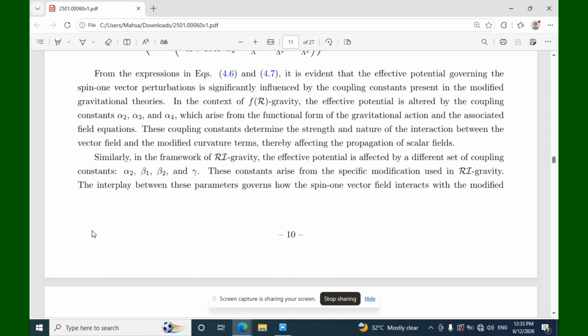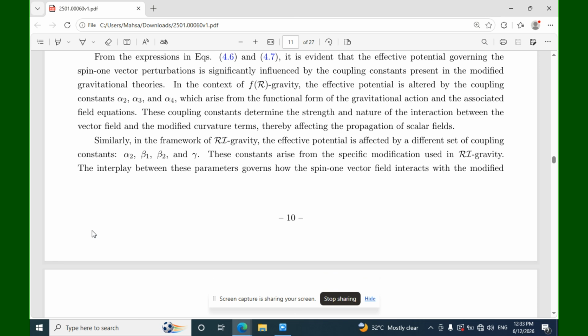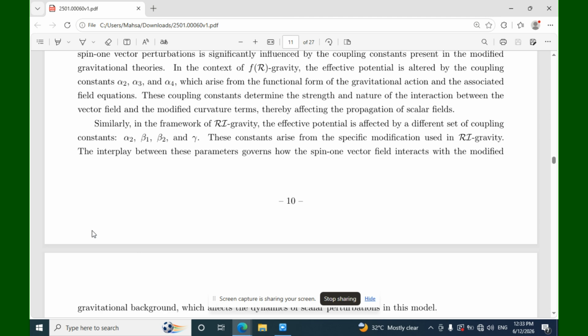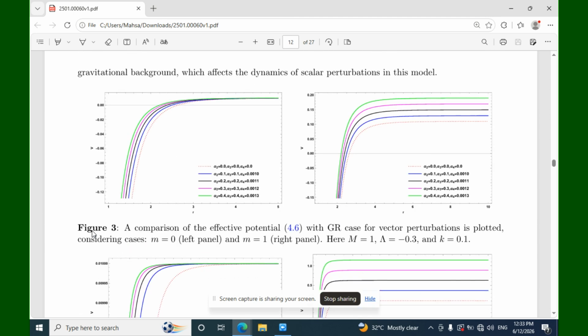Similarly, in the framework of Ricci inverse gravity, the effective potential is affected by a different set of coupling constants: alpha 2, beta 1, beta 2, and gamma. These constants arise from the specific modifications used in Ricci inverse gravity. The interplay between these parameters governs how the spin-1 vector field interacts with the modified gravitational background, which affects the dynamics of scalar perturbation in this model.